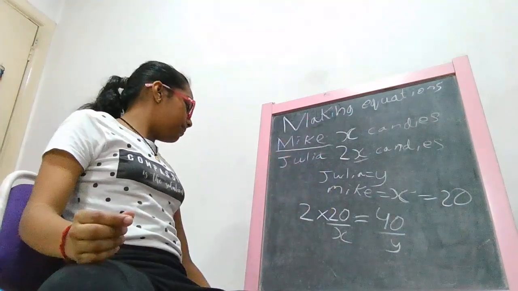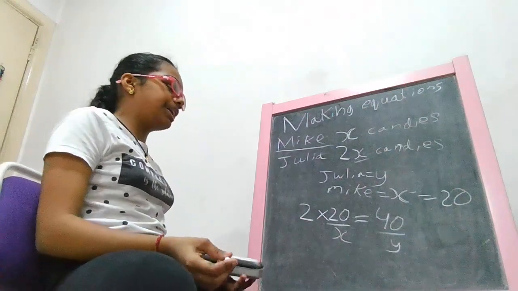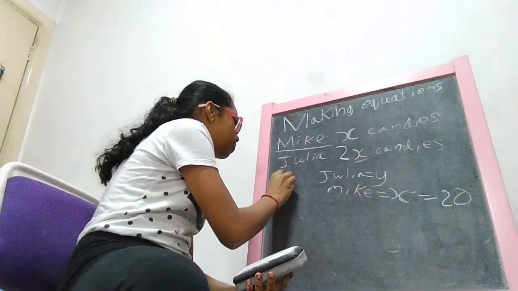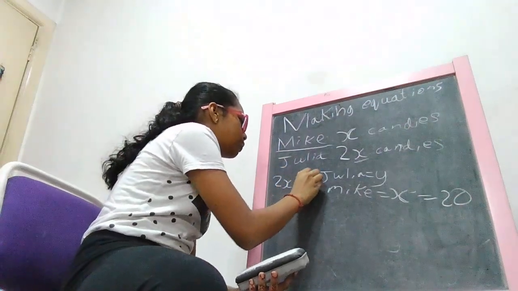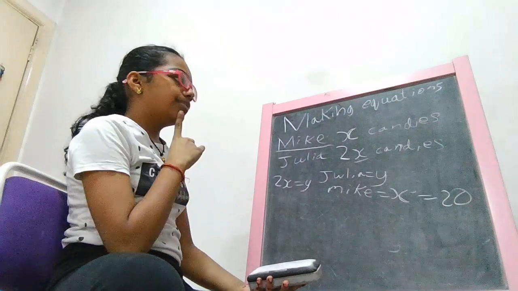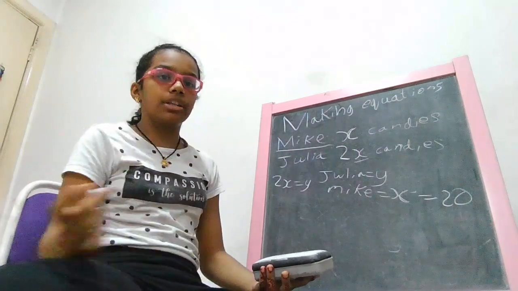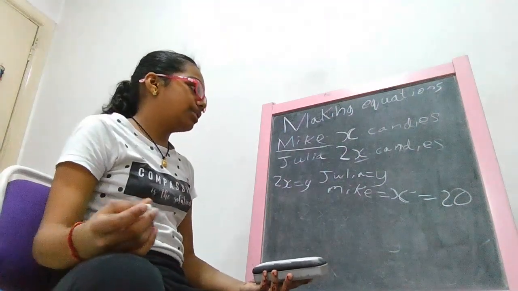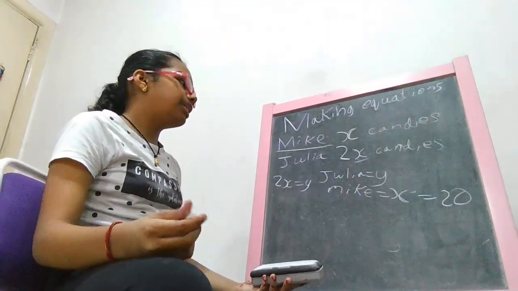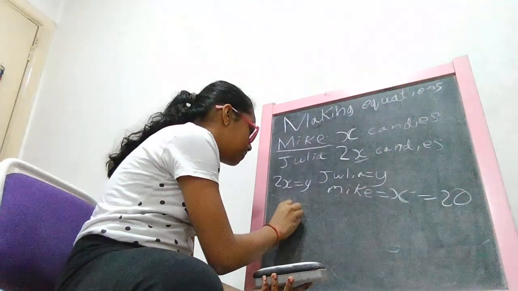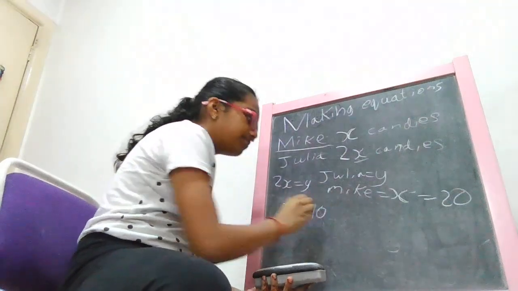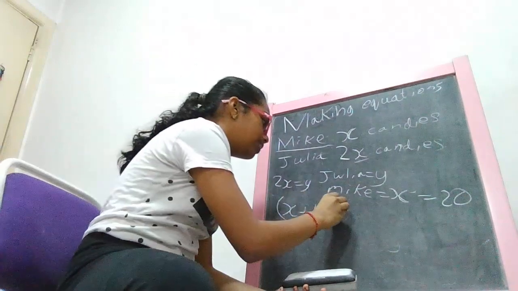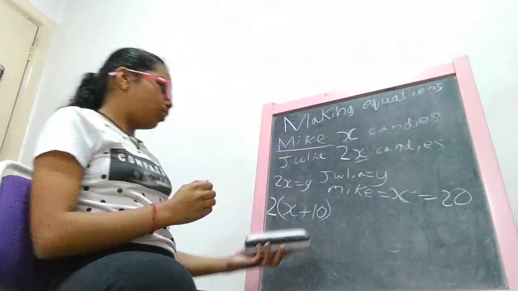Now what if right now he had 20 candies, Mike, but suddenly, let's put our equation on the side, 2x is equal to y. But suddenly his friend came, another of his friends came and gave him 10 more chocolates. So now that would mean x plus 10, okay, put that in brackets, 2. 2x plus 10.